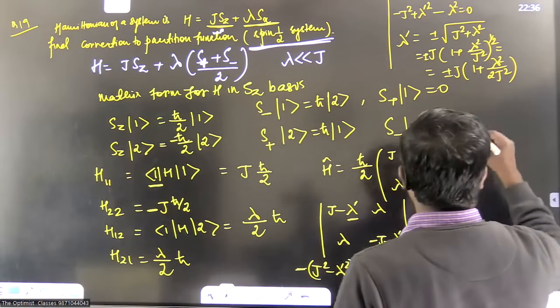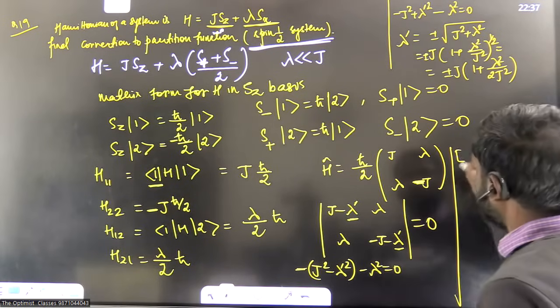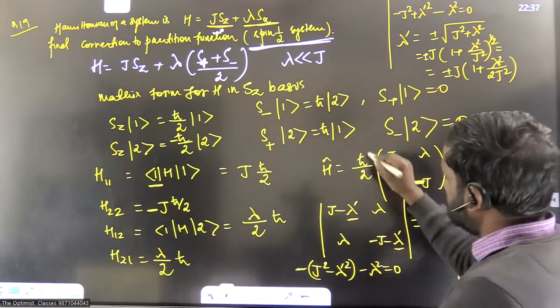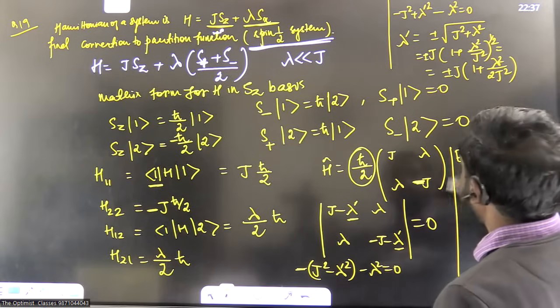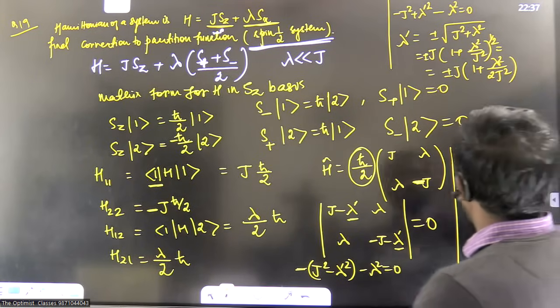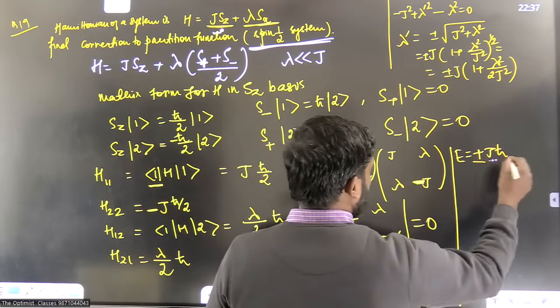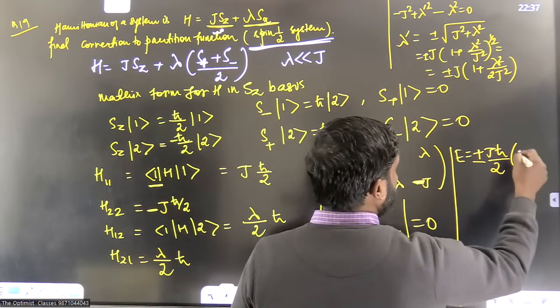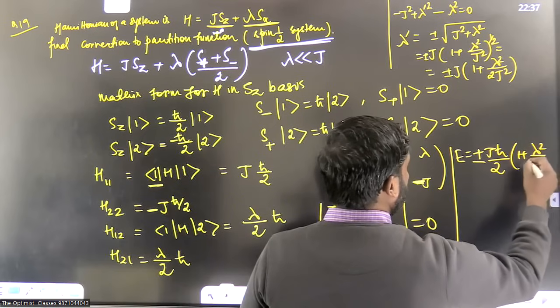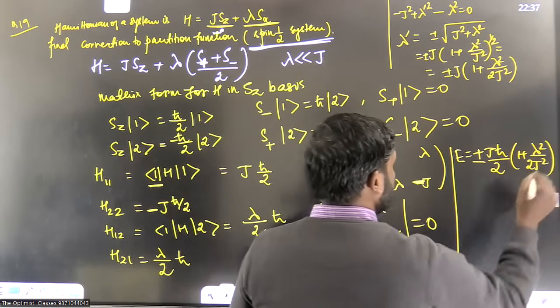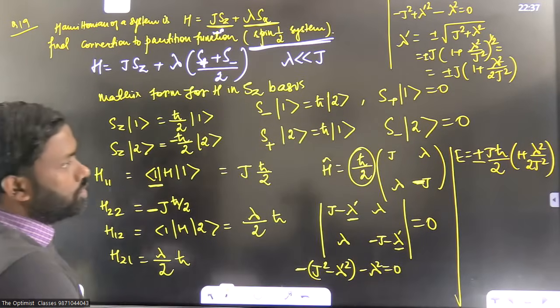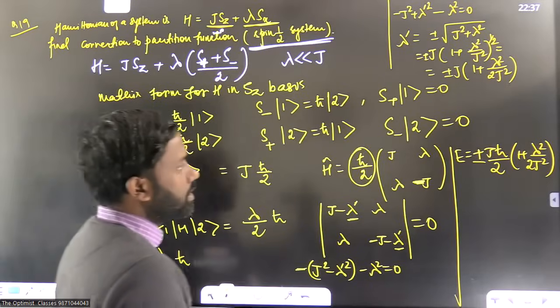Now if we write the energy, we have to multiply by h bar by 2, which we had omitted here. So we'll get here plus minus J h bar by 2, and here 1 plus lambda square upon 2J square. So these are the energies. Now using these energies, we have to calculate the partition function.